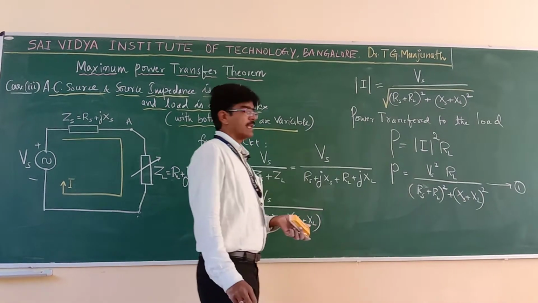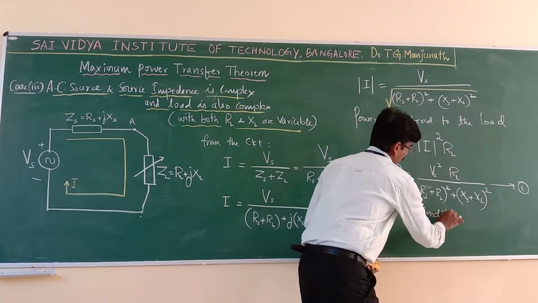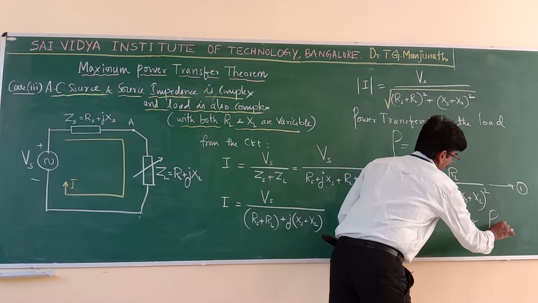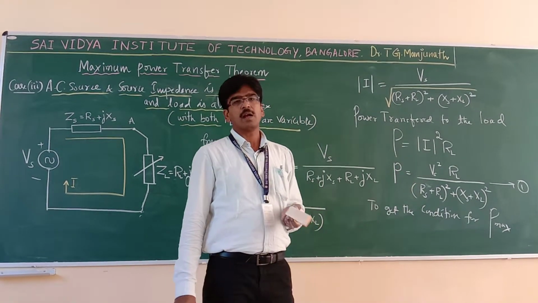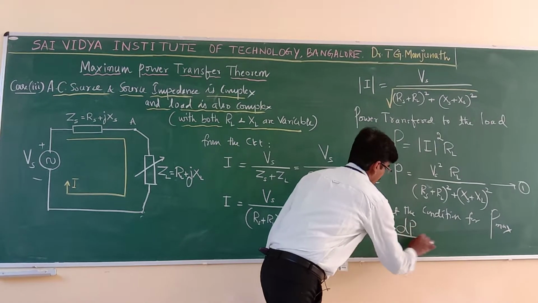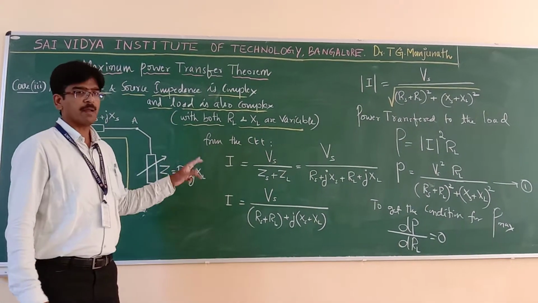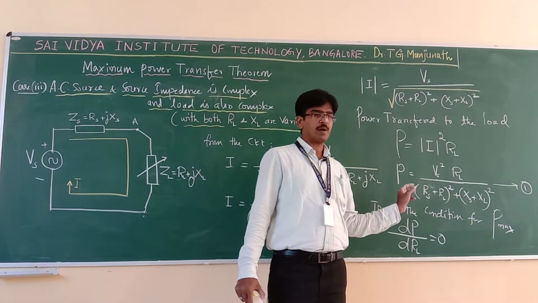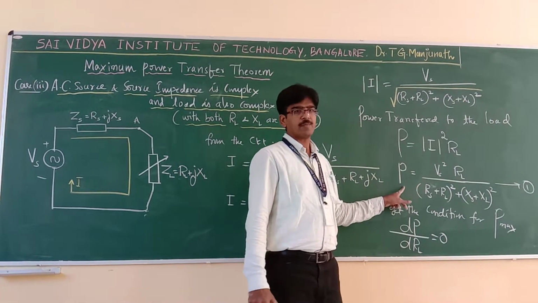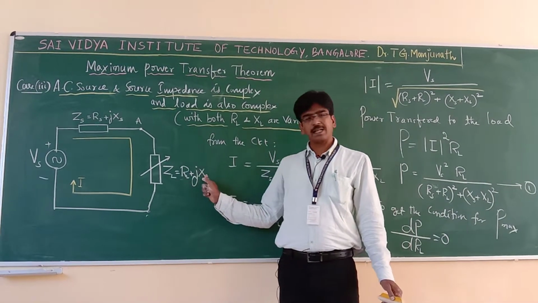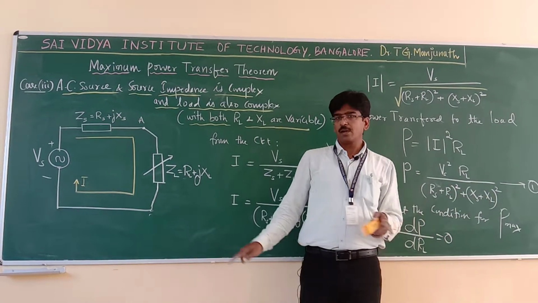Now, what I should do to get the condition for P max? I have to differentiate this equation with respect to the variable, and then equate to 0. So, that is dP by dRL should be 0. But since we have two variables, the procedure we are going to follow is, first we are going to differentiate this power equation with respect to XL, keeping RL constant, and then equate to 0, then you will get one condition.